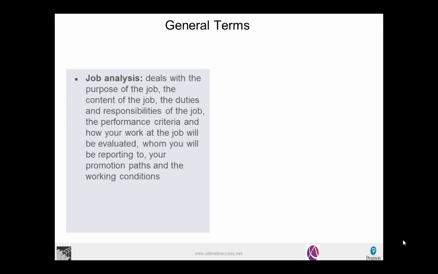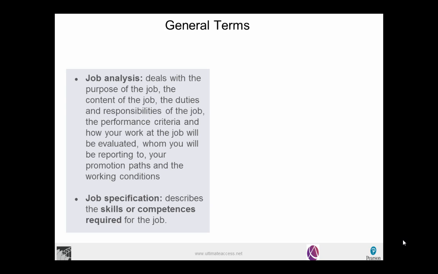Now, general terms that we'll be looking at: job analysis, which deals with the purpose of the job. When you're analyzing the job, you're able to know the purpose of the job. What does the job have? What is the content of the job? What are the duties and the responsibilities? The performance criteria, what should you achieve? At the same time, how will your work be evaluated? Whom will you be reporting to? How are you going to be growing in that company? So what are your promotion paths and the working conditions?